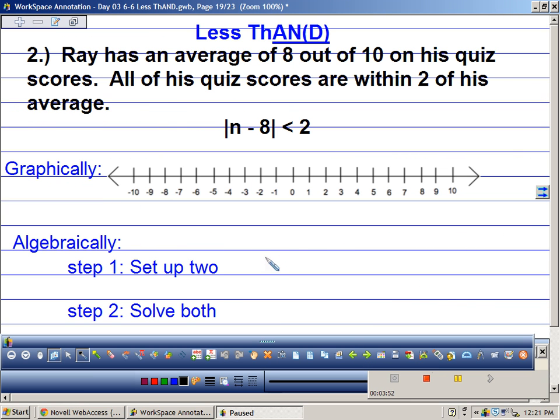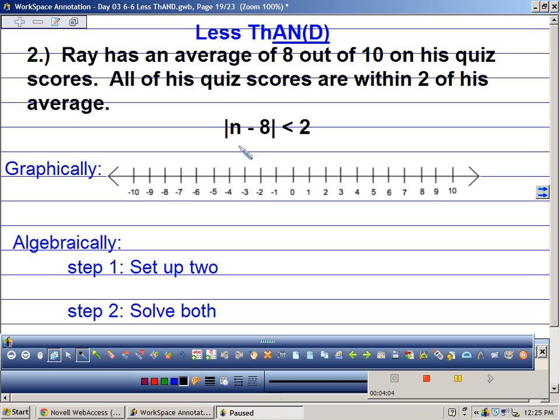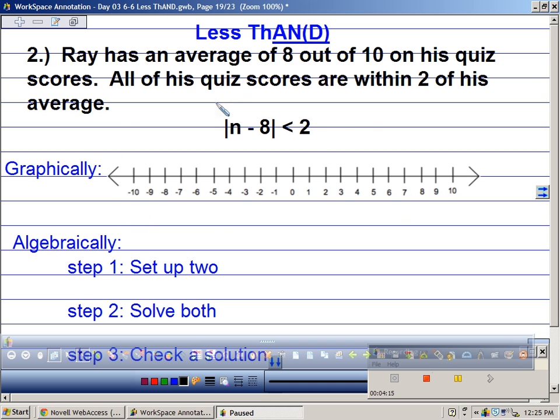All right, let's try this one. Write this one down. So Ray has an average of 8 out of 10 on his quiz scores. All of his quiz scores are within 2 of his average. So let's talk about that. This can be written as the difference between his quiz score and his average is less than 2. So where would I start on the number line for that? 8. Negative 8? Just 8. Because we're talking about the difference between the two of them.